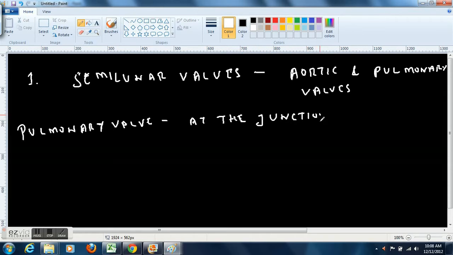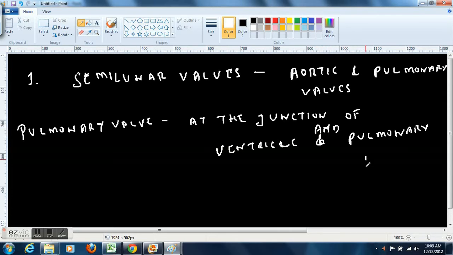Now what is the pulmonary valve? The pulmonary valve exists at the junction of the pulmonary artery and right ventricle. So it exists at the junction of right ventricle and pulmonary artery. If you open the diagram, you can see that the pulmonary valve is at the junction of the right ventricle and pulmonary artery.